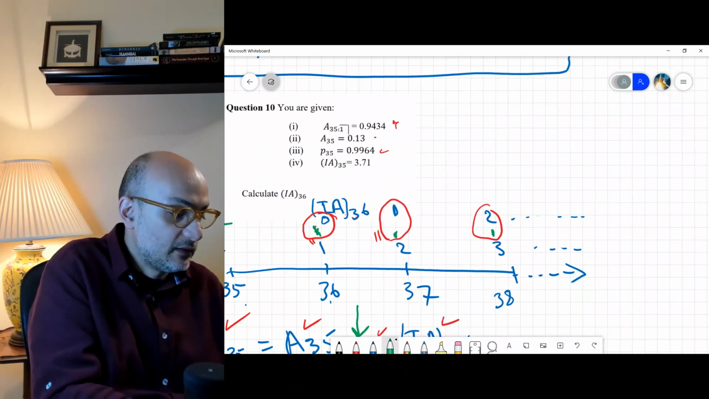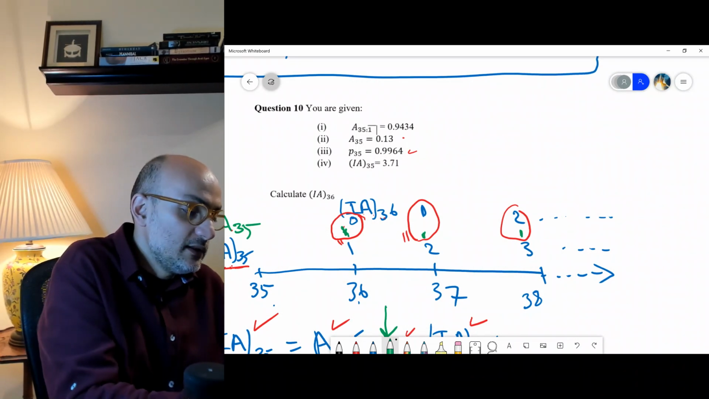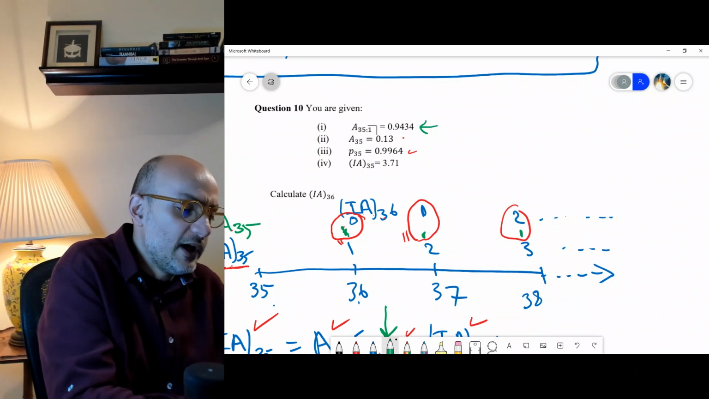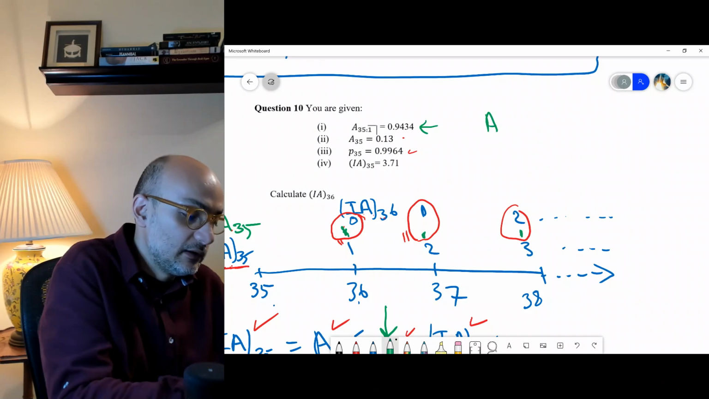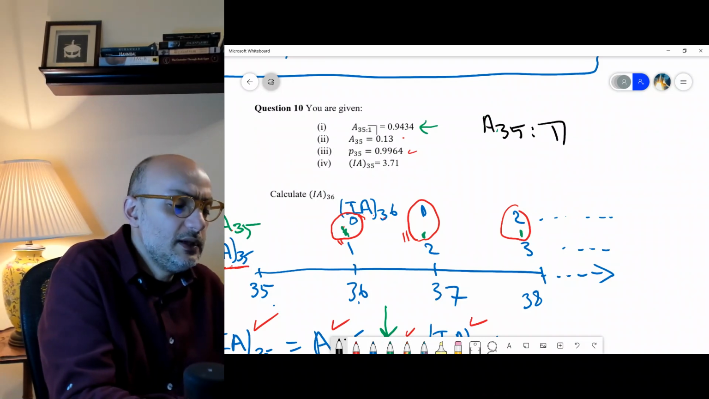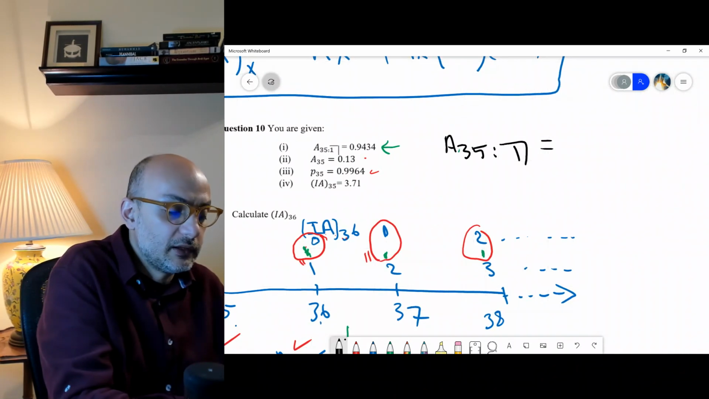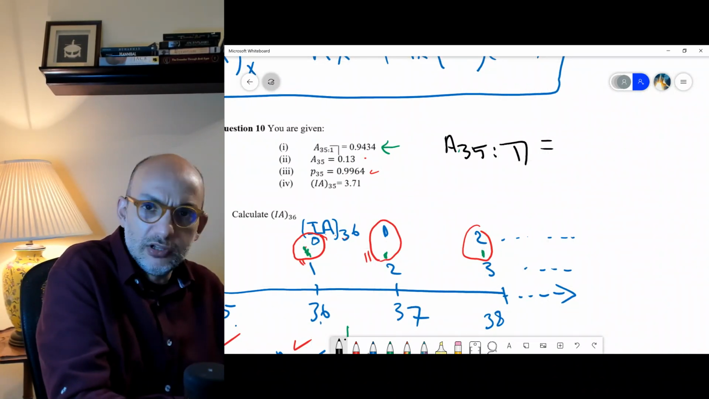So let's look at V, how we can calculate V. What we are given here is quite interesting, this relationship. Let's try to understand what it is. Let's look at (IA)35 1. What does it mean, (IA)35 1? Remember, there is no 1 over 35, so this has two terms, right?